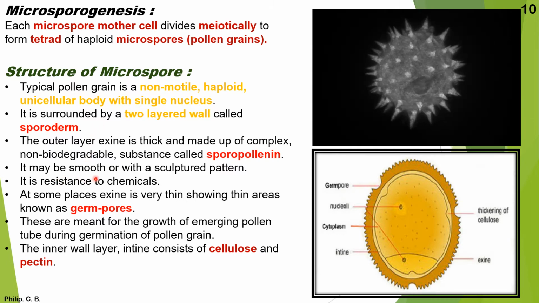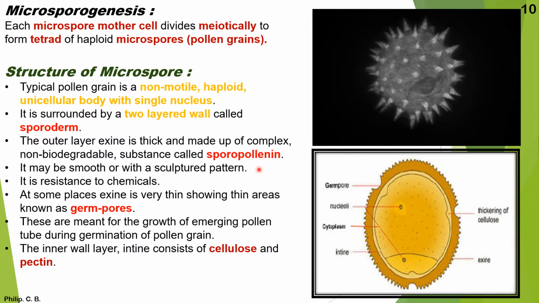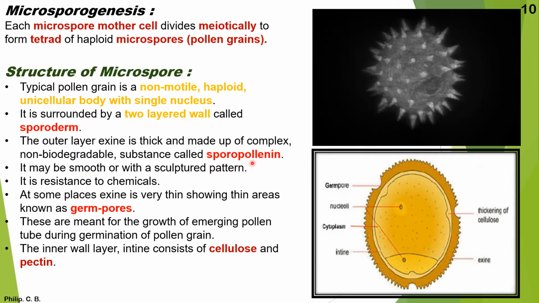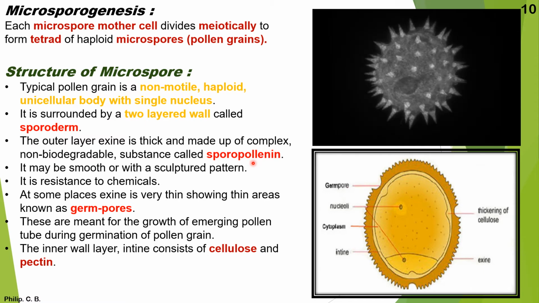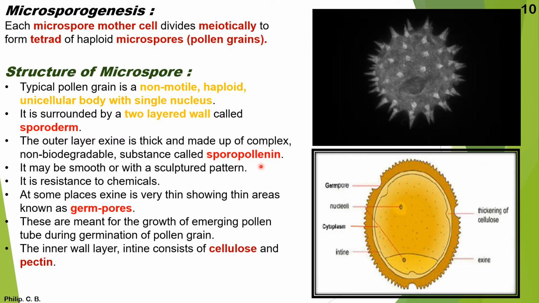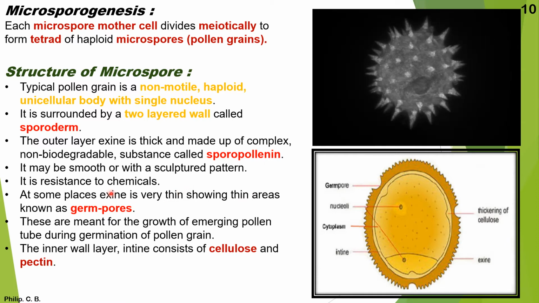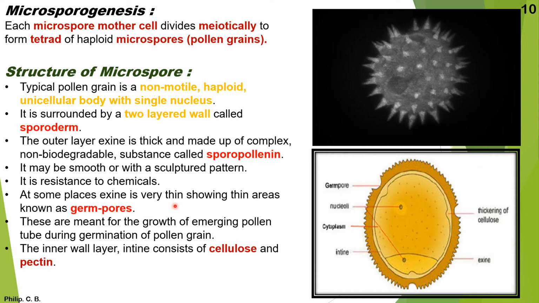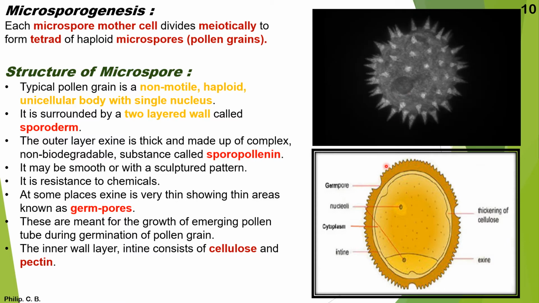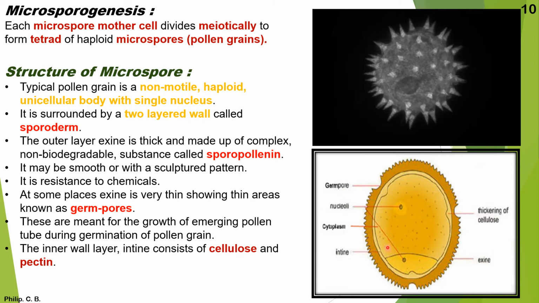Further, it may be smooth or with a sculptured pattern. So here, what you can see is the exine. There are pollen grains which do not have a prominent exine and may be smooth. For example, in wind pollinated you can see mostly smooth pollen grains, and in insect pollinated and bird pollinated there is mostly the presence of exine. It is resistant to chemicals. At some places, exine is very thin, showing thin areas known as germ pores. So you can very well see the germ pore, and in this image you can see 3 germ pores present.